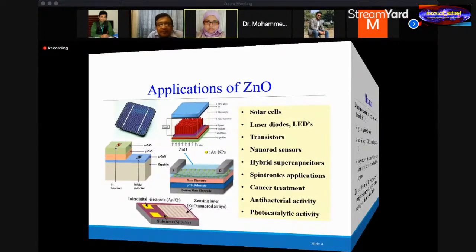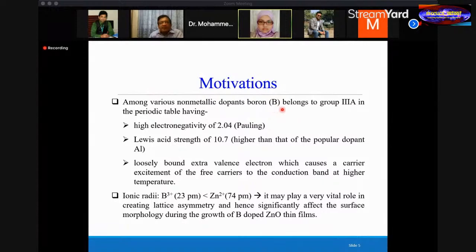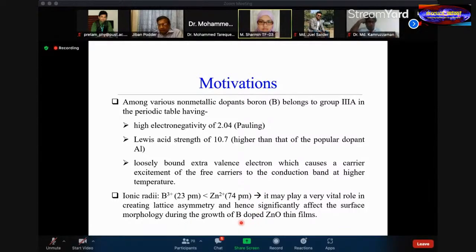Due to the versatility of application, thin films of zinc oxide have been deposited with various metallic and non-metallic dopants, among which boron is one of the non-metallic dopants belonging to group 3A in the periodic table, which has high electronegativity and Lewis acid strength, higher compared to the popular dopant aluminum, and it has a loosely bound extra valence electron, which causes excitation of the free carrier to the conduction band at higher temperature. The ionic radius of boron is less than that of the zinc 2 plus ion, and it may play a vital role in creating lattice asymmetry and hence significantly affect the surface morphology during the growth of boron-doped zinc oxide thin films.